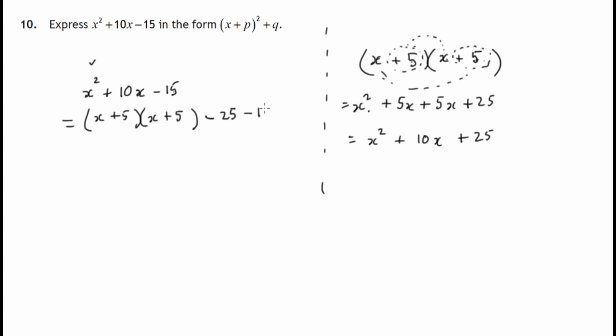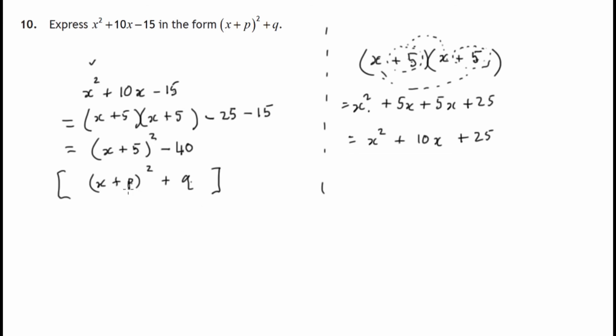That's a minus 15. And we can now say, well, there's x plus 5 times x plus 5. That's x plus 5 all squared. And we have a minus 25 minus 15, which is a minus 40. So we have written it in the form x plus p all squared plus q, where p is 5 and q is negative 40. Adding negative 40 is the same as taking away 40.